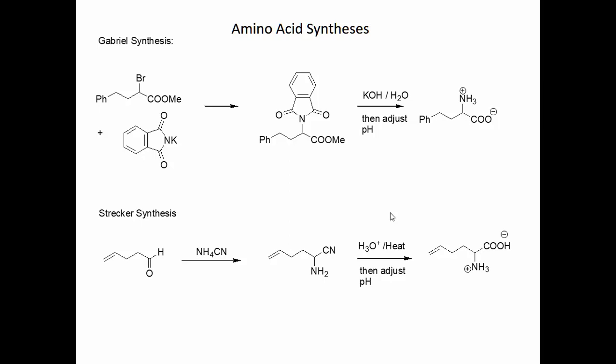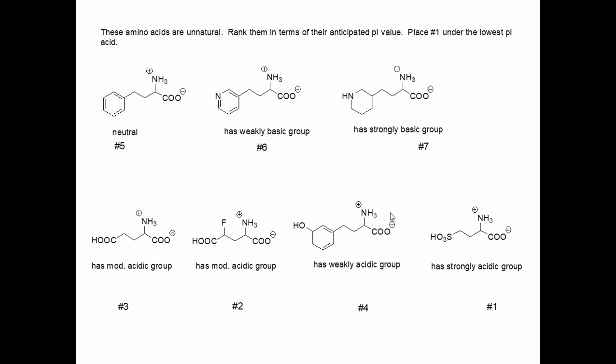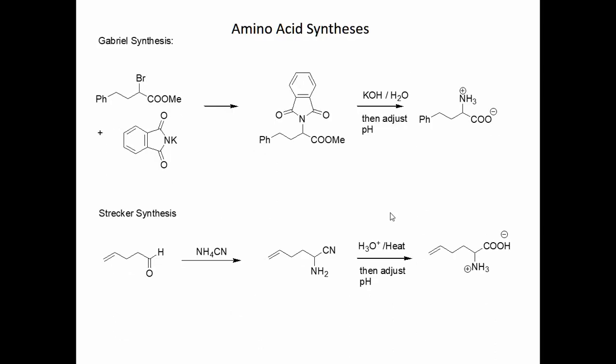This first method here is called the Gabriel synthesis. In the Gabriel synthesis, you've seen it before, we are adding a nitrogen anion to an alkyl halide and doing an SN2 reaction. It's just that the original Gabriel synthesis actually was designed to make amino acids. So here's the original Gabriel synthesis.